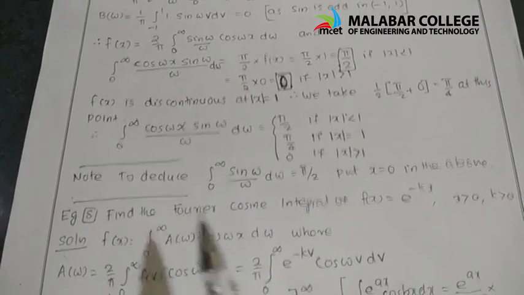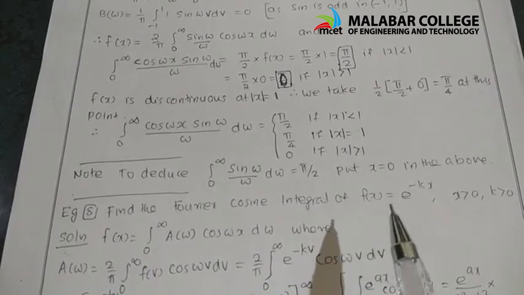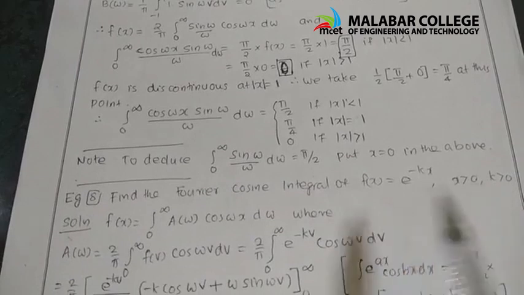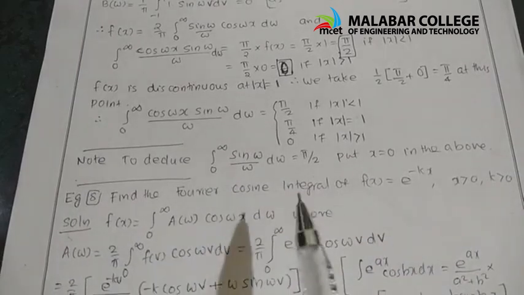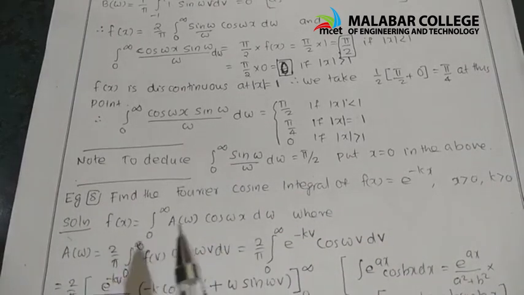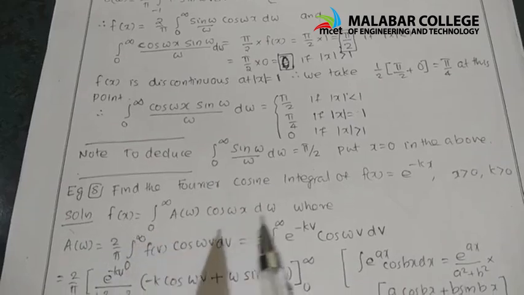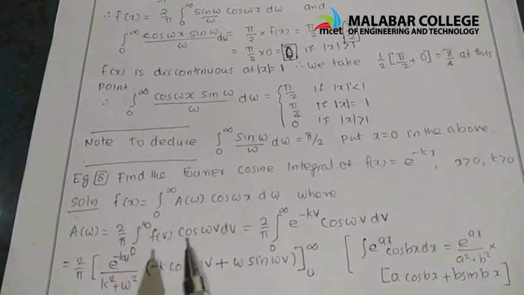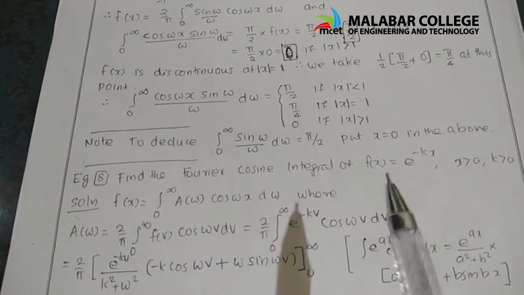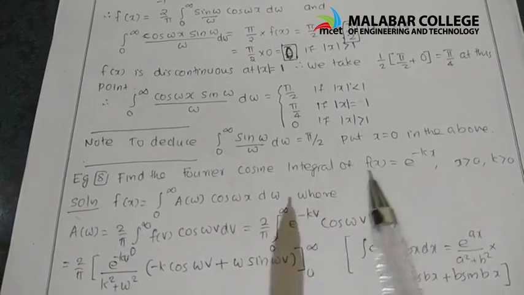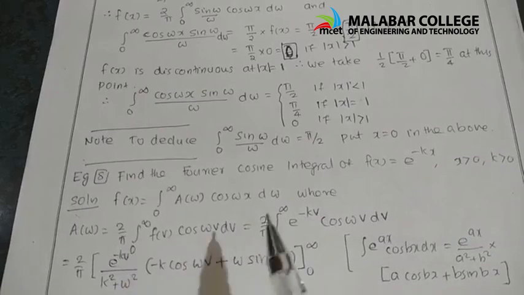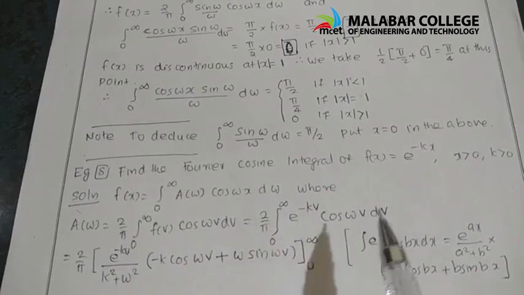Next we have to find the Fourier cosine integral of f of x equal to e raised to minus kx, x greater than 0, k greater than 0. So here we write the cosine integral of f of x, which is integral a omega cos omega x d omega, where a omega equal to 2 by pi integral 0 to infinity f of v cos omega v dv. We have f of x equal to e raised to minus kx, so f of v equal to e raised to minus kv, and we substitute e raised to minus kv cos omega v dv.